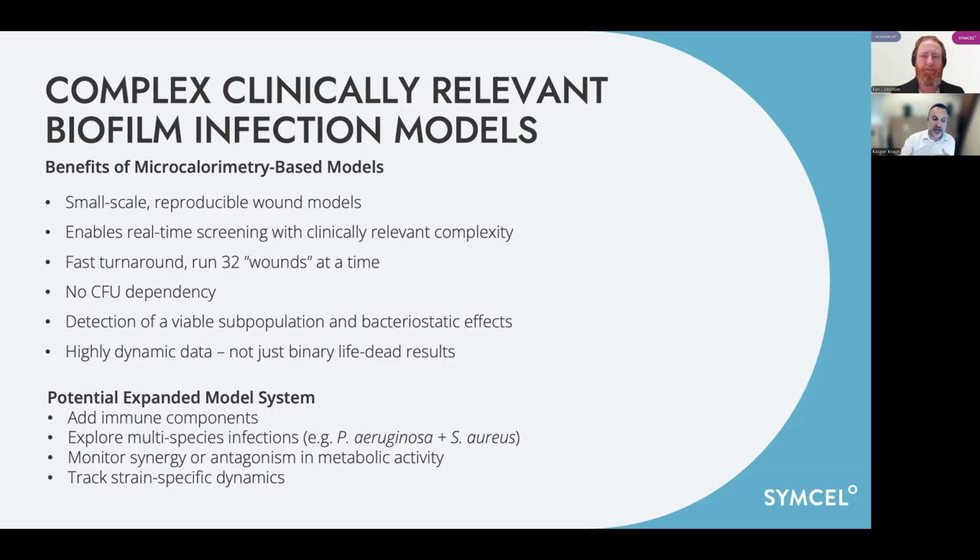There could be a possibility of doing multi-species infections, of blending different bacteria and looking at synergy. And of course, it could also be really interesting to go further on this, like different strain-specific dynamics. If you actually have a real resistant bacteria, multi-resistant bacteria, how would that correlate together with the tolerance that the biofilms really give the bacteria?